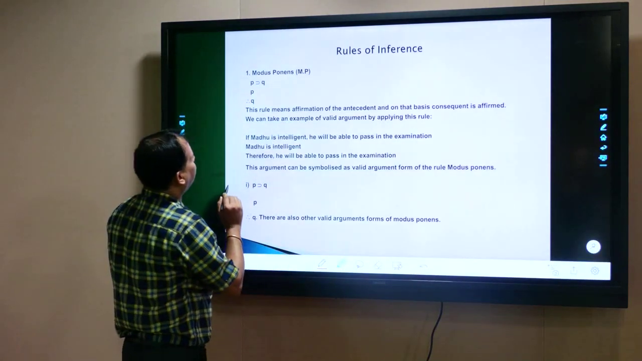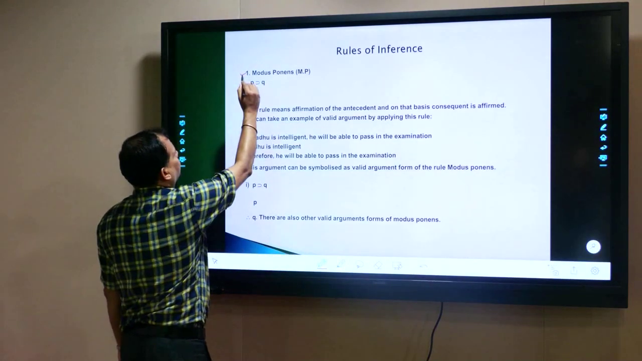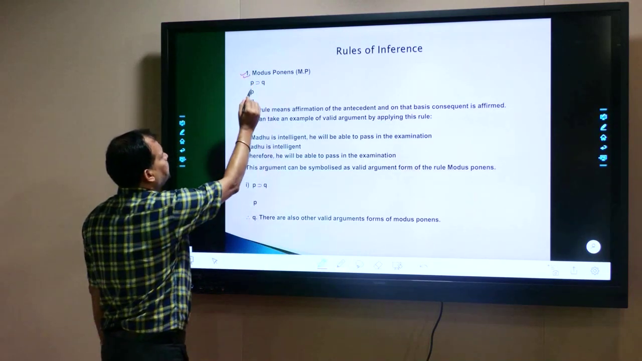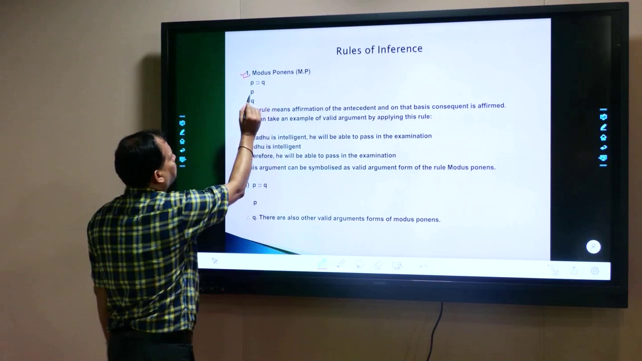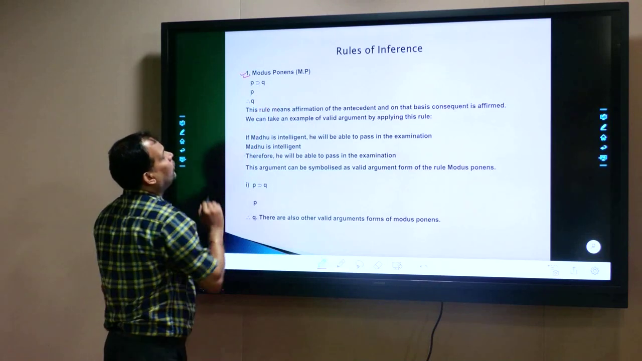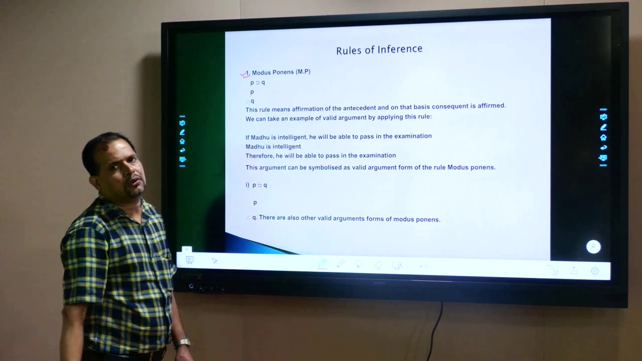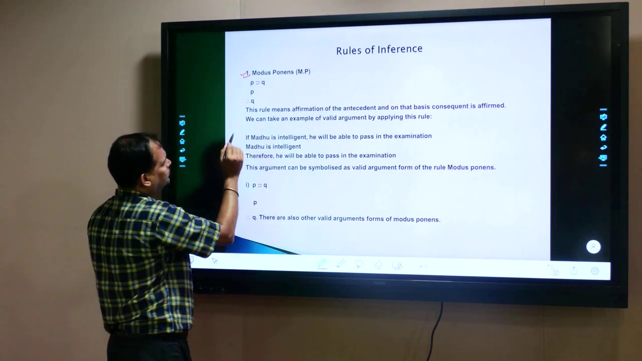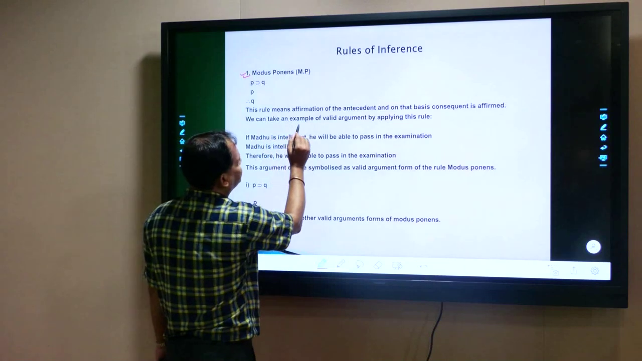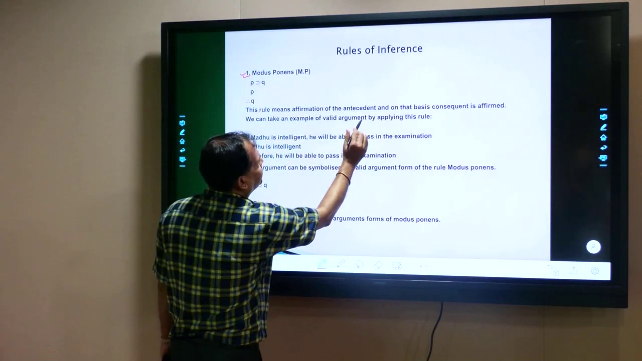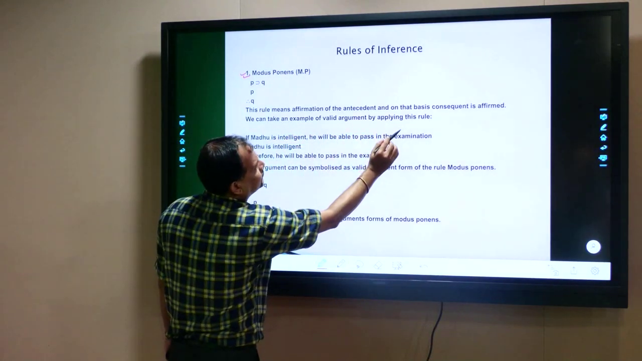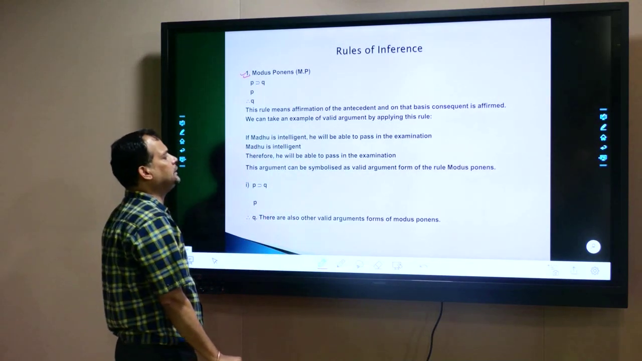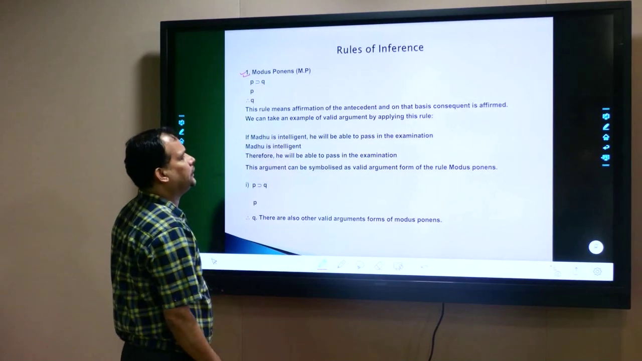You see, dear learners, first one is modus ponens, that is P implies Q, P, therefore Q. This is the rule of modus ponens. So what does it mean? This rule means affirmation of the antecedent, and on that basis the consequent is affirmed. We can take an example of a valid argument by applying this rule.